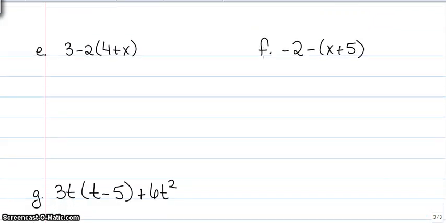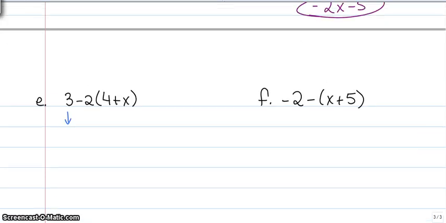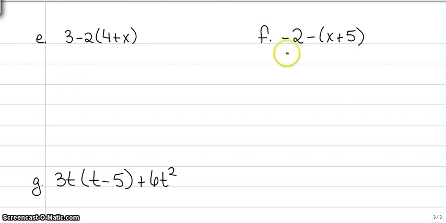Okay, now we have 3 minus 2 times 4 plus x. So once again, we don't want to forget our little brother or sister, so we're going to go ahead and bring them down. Oops, we just did that one. Let's move on to the next one.